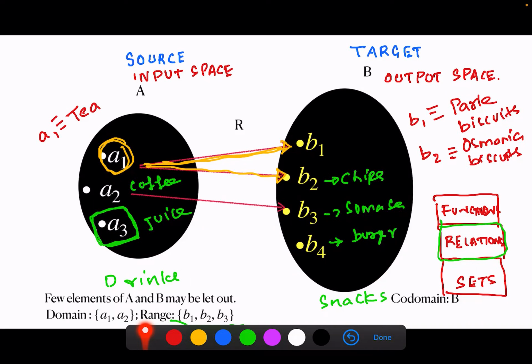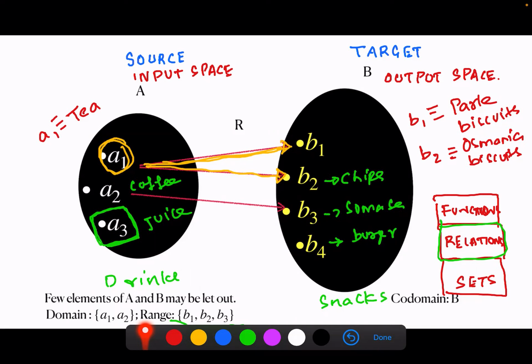Codomain is the set B itself. Okay, you can say the target set को ही हम codomain बोलते हैं. You understand? In that codomain, the elements which are connected with elements in set A will form the range. So you are not taking, let's say, the union of domain and range. Clear? Okay.